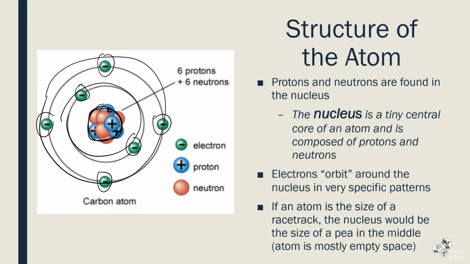Now, just to give you an idea of scale of what we're talking about here, if we blew the atom up to a larger size, let's say the whole atom became the size of a racetrack, the nucleus would be the same size as a pea, a single pea placed in the middle of that racetrack. So the electrons, even though they're very, very small particles, take up most of the space of the atom to move around in. And the nucleus is so densely packed, these protons and neutrons are held so closely together that they would only take up the size of a pea.